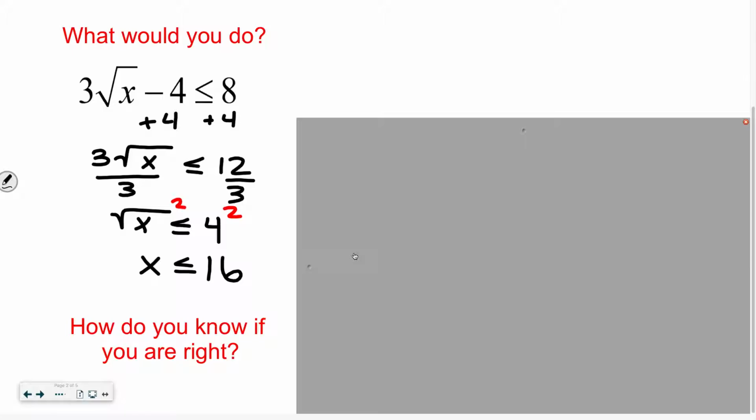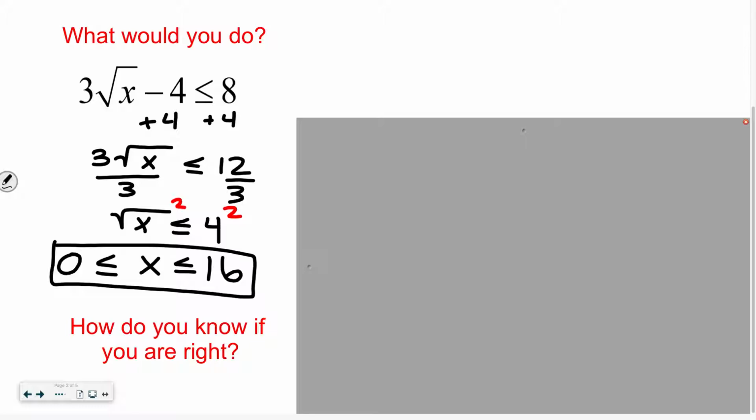So if it's an even root, and you're doing an inequality, you also have to consider what's underneath the radicand, because that needs to be greater than or equal to 0. So what's the lowest value of x that works? 0. So all you have to do to your final answer is add a lower bound. 0 must be less than or equal to x, must be less than or equal to 16.